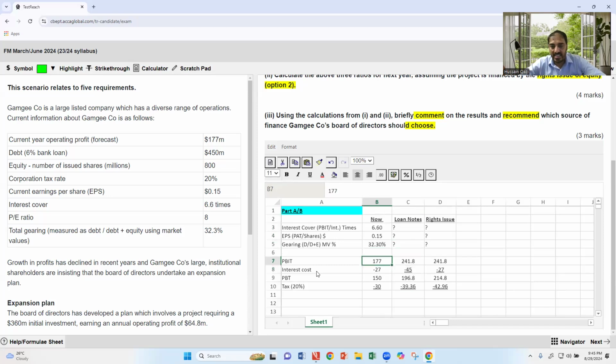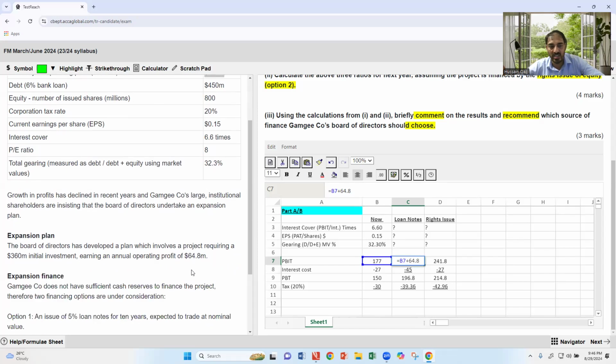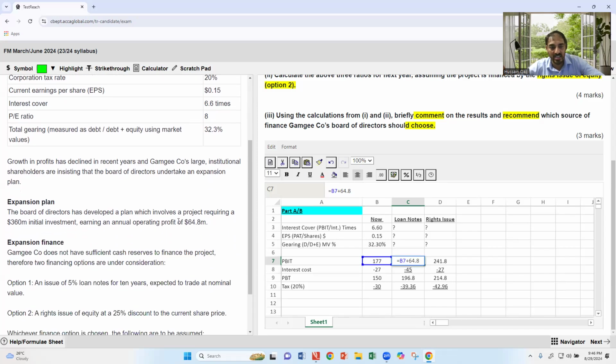First thing is about the profit, PBIT. PBIT that's available now is 177. And what is this about? It is equal to D7 plus 64.8. What is the 64.8? This is 64.8.